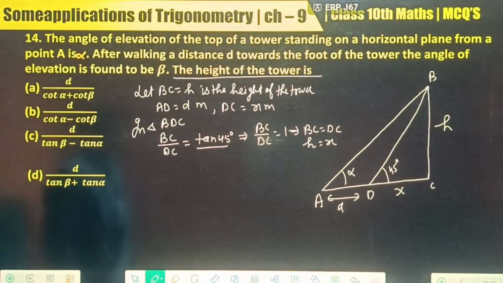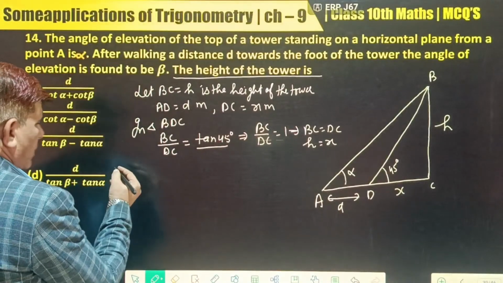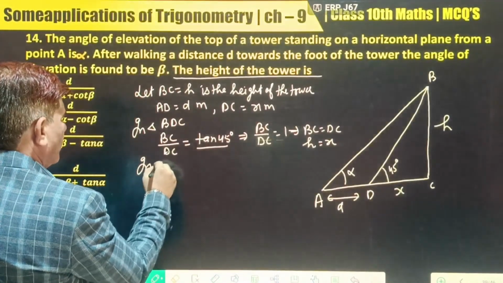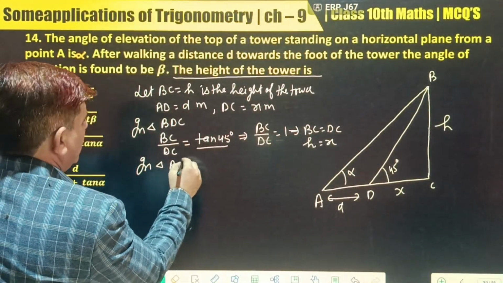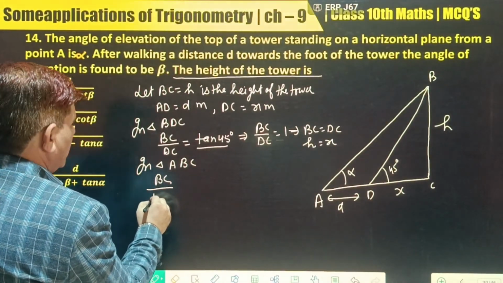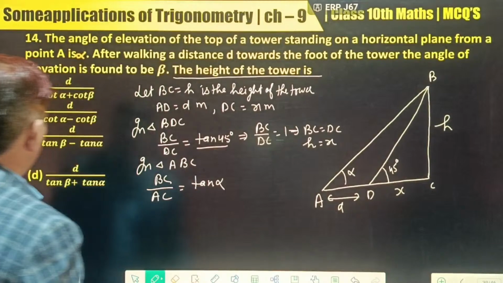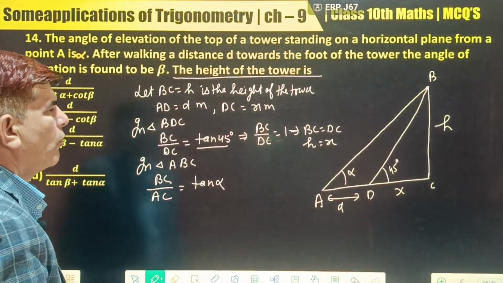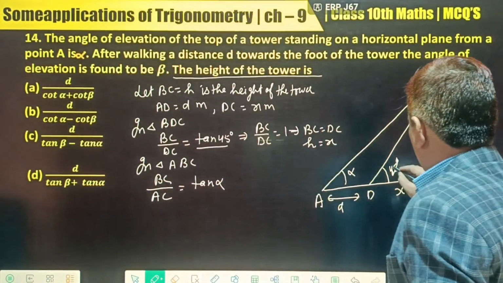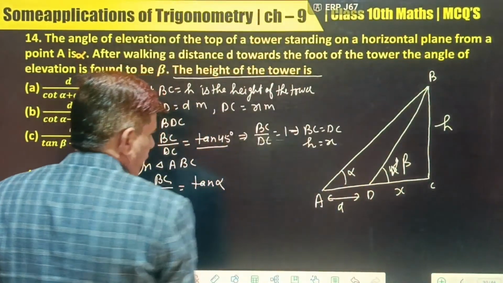Got it or not? And what is this? Alpha. So what can you say? In triangle ABC, BC by AC is equal to tangent alpha. This is not 45, sorry, I wrote this wrong. This is beta. So later on I can tell.